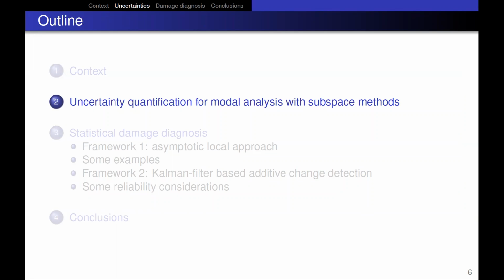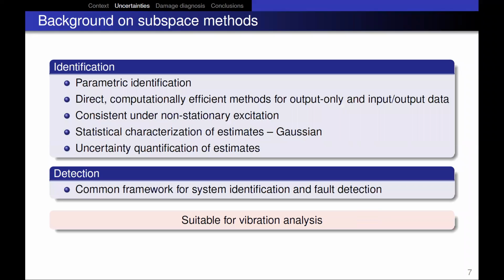So in the first part of this talk, I will consider the uncertainty quantification for modal analysis with subspace methods. We very much like to use the subspace methods for our identification problems because they are parametric, they are direct computation, they are very efficient. So we don't need optimization problems to solve for that. So they are fast. And they also have very nice statistical properties, being consistent even under non-stationary excitation, which we always have in practice. And we know the statistical characterization of the estimates. They are asymptotically Gaussian, so we can also derive uncertainty quantification schemes for their estimates.